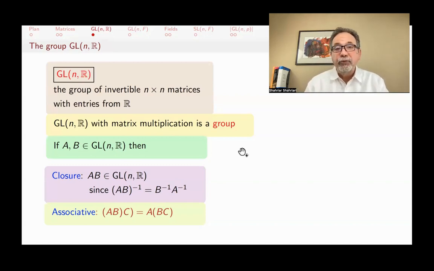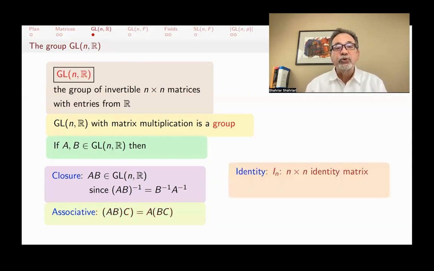This actually needs a proof, and I have a proof in my linear algebra videos that matrix multiplication is associative, something that we use quite often. We have an identity matrix, the n by n matrix that has ones down the main diagonal and zeros everywhere else. That has the property that when you multiply it by any other matrix, you get that matrix back again.